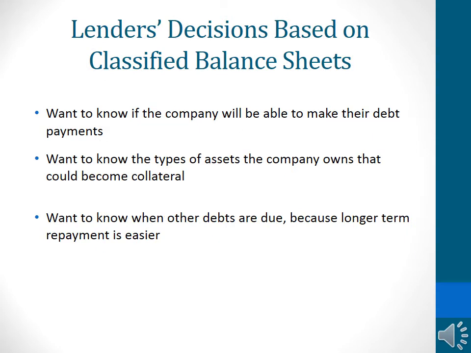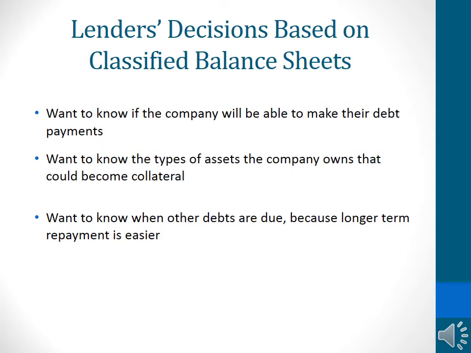Next, let's think about lenders. Lenders are people at banks who try to decide whether to give the company a loan. A lender might use a classified balance sheet to determine if the company that wants to borrow money will be able to repay the debt. Part of the decision is based on how much money the company already owes in debt, and particularly how much they have in current liabilities which have to be paid in the short term.